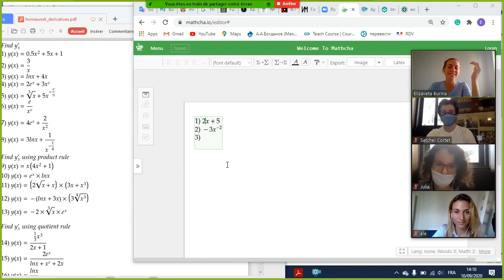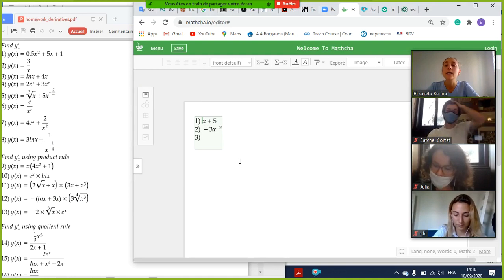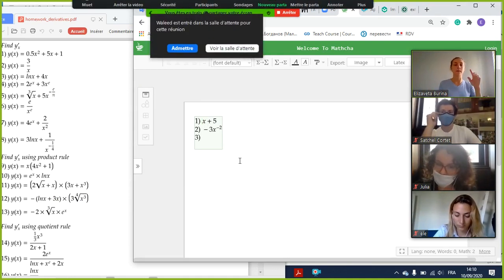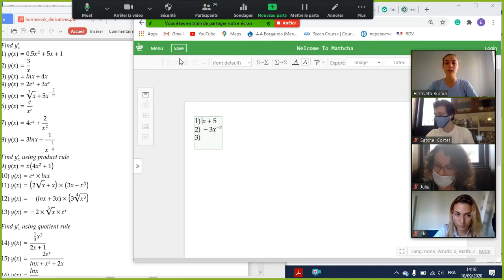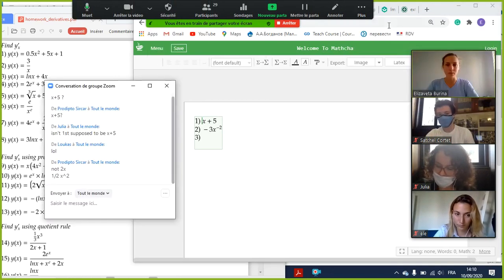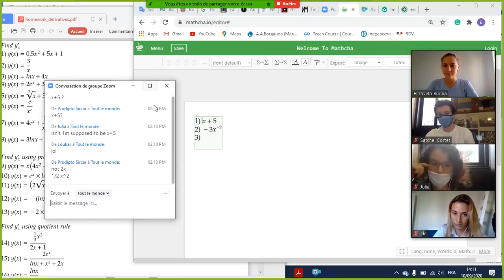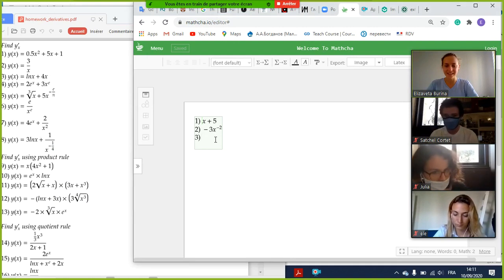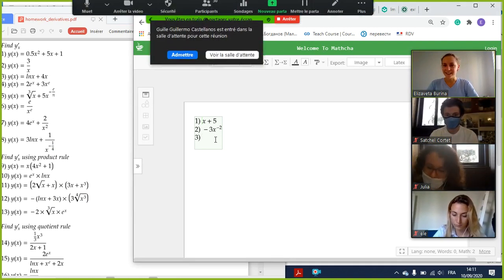Why is it 2x? Why is it just x? Is because we were supposed to multiply 0.5 by 2, so the coefficient by the power, the exponent, and we obviously got 1. Yes, you're right. Great. Thank you.